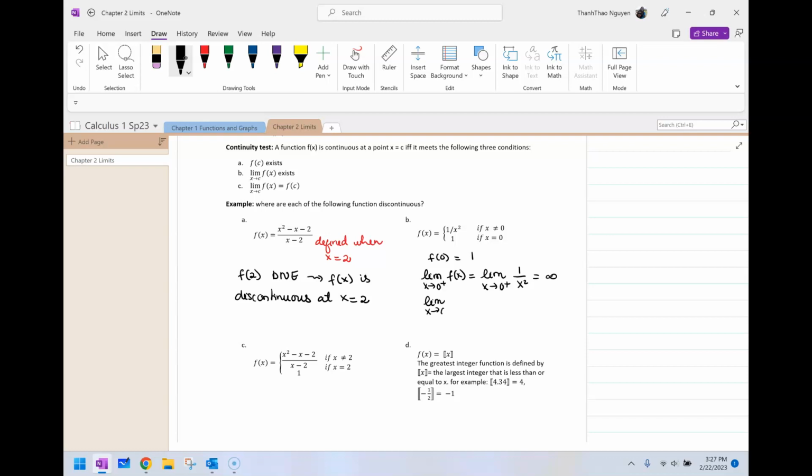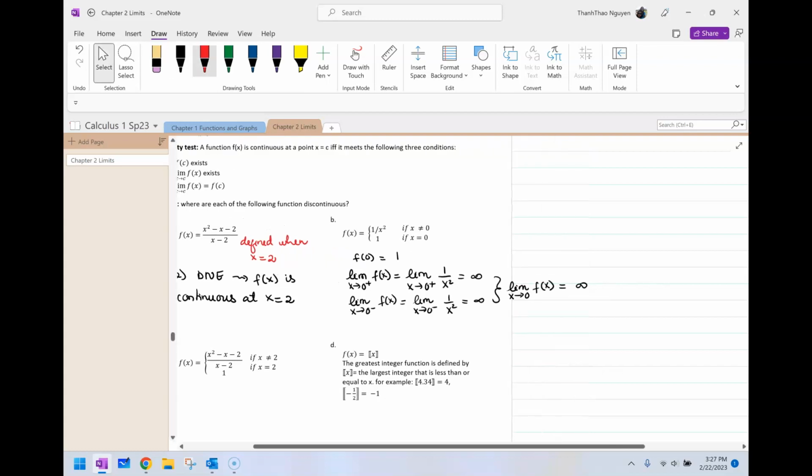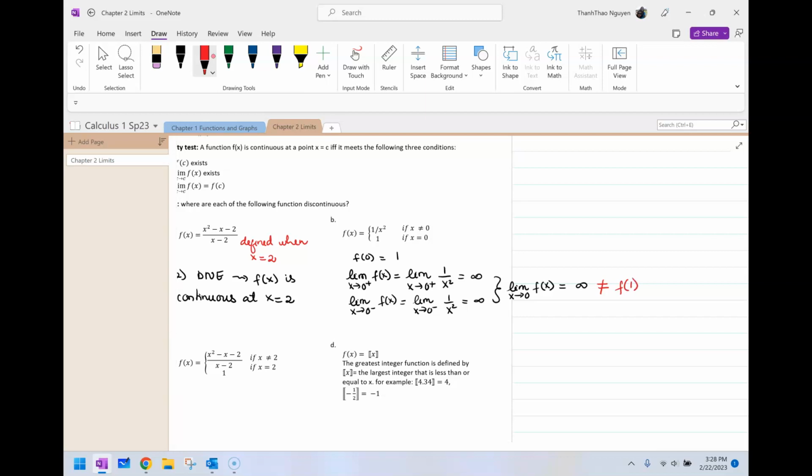The limit as x approaches 0 from the left of f of x is equal to the limit as x approaches 0 from the left of 1 over x squared. Again, this equals infinity. This then says that the limit as x approaches 0 of f of x is equal to infinity. Now this is not the same as the value of the function, which is 1. So therefore, f of x is discontinuous at x equals 0.